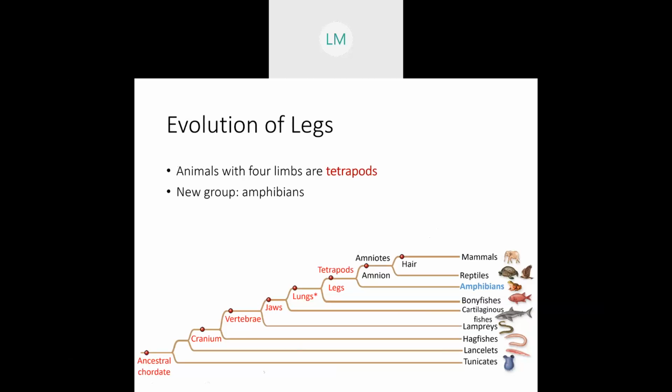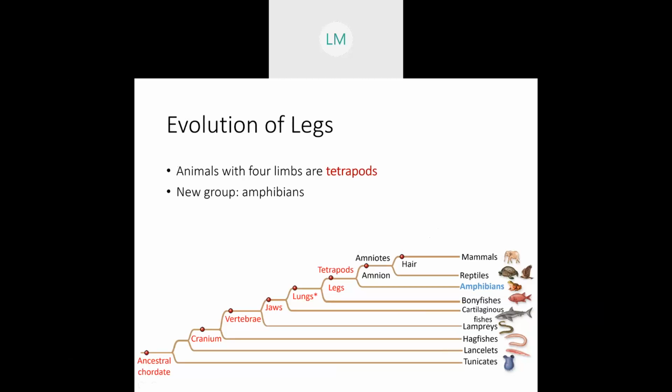All right, we've got our cranium, our vertebrae, our jaws, our lungs, and lung derivatives. And now we are going into what are called the tetrapods. So all of these animals from here on out have legs. They have 4 limbs on their body. Tetrapods just referring to 4 feet, basically. So we've got these 4 limbs that are allowing us to be on land.